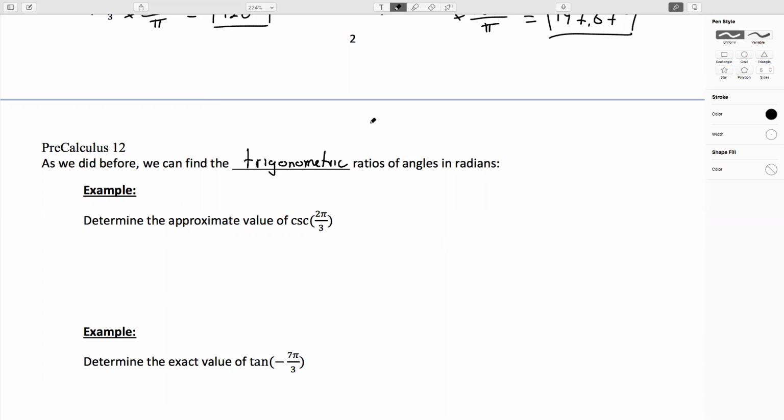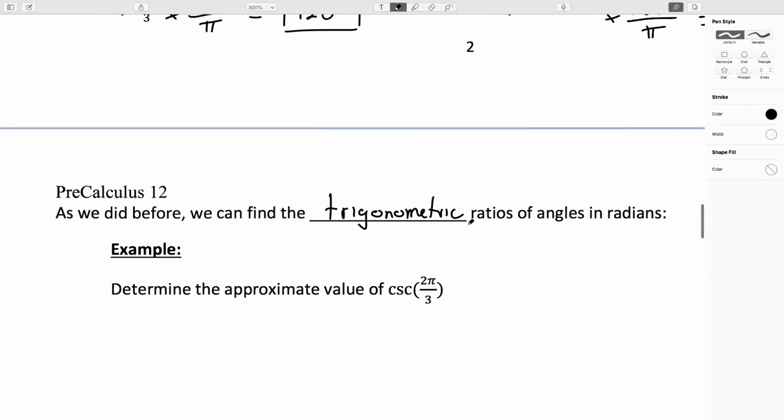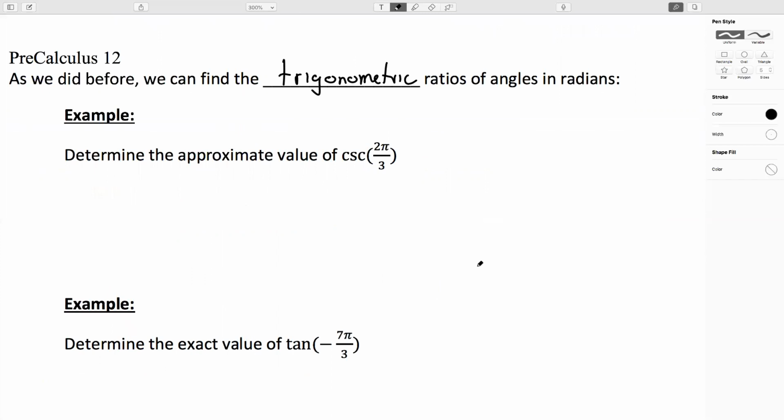So let's talk about approximate versus exact values. We want to find the approximate value of cosecant 2 pi over 3. So we've got to go back to what cosecant is. Cosecant theta is 1 over sine theta. There's no cosecant button on most calculators. I know it's tempting to hit the cos minus 1, but that's not cosecant. You need to actually find sine and divide 1 by it.